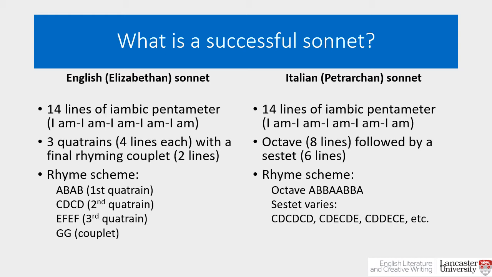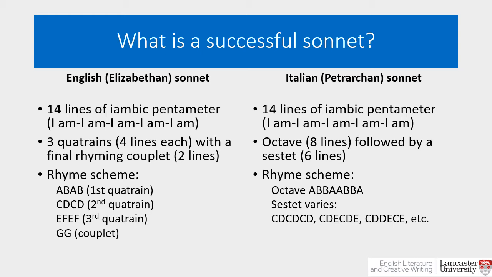3 quatrains, those are sections of 4 lines each. They're all in one row. They wouldn't have line breaks. And a final rhyming couplet at the end. On this slide you can see the expected rhyme scheme, right? And on the right you'll see the requirements for a Petrarchan sonnet, should you be interested in that as well.